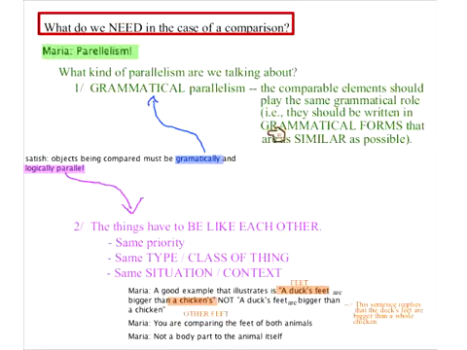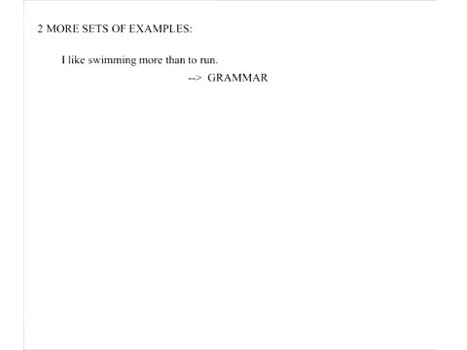Okay. Let me just give a couple more illustrations because a couple people were asking questions in the text box. Let's see. Okay, two more sets of examples. If you say, I like to swim, I like swimming more than to run. Two things to look at here. There's grammar and there's meaning or logic.